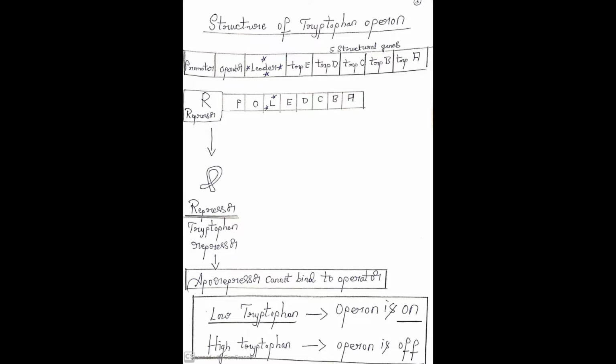But when there is a high concentration of tryptophan, E. coli doesn't need to synthesize it. When there is a high concentration, obviously the cell doesn't require the anabolic pathway steps again. So the operon system will be off. The operon system will be on when there is no tryptophan. When E. coli has to synthesize tryptophan, then the on mechanism. When there is a high concentration, no need of synthesis, therefore the off mechanism.